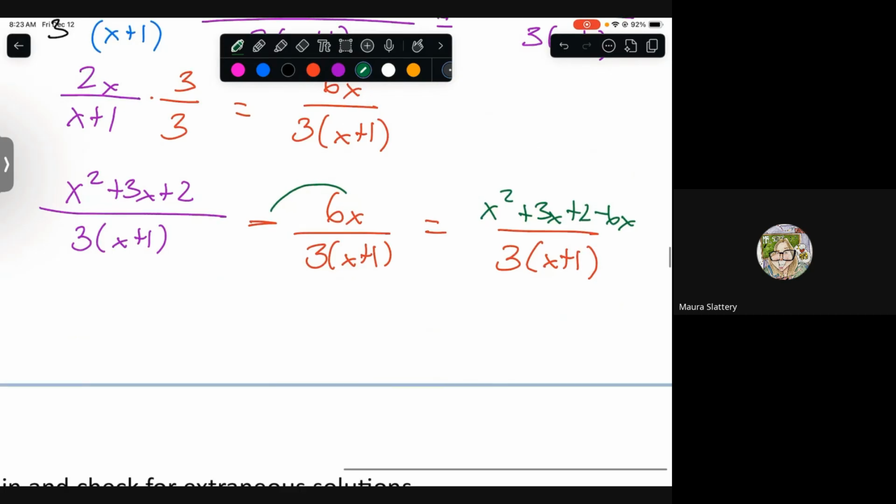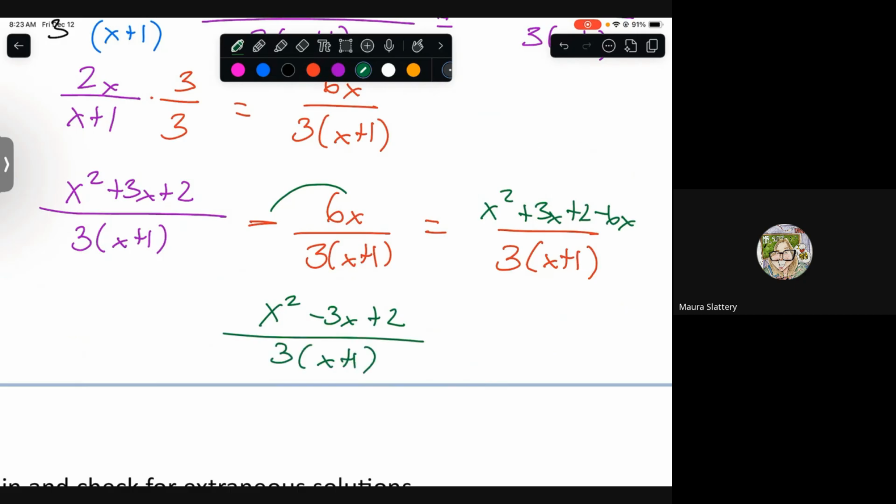And now my last step is just combining those like terms on top. So I get x squared minus 3x plus 2, all over 3 times x plus 1. In theory, you could go ahead and attempt to factor the numerator and see if anything cancels. But in this case, we'll leave it as is.